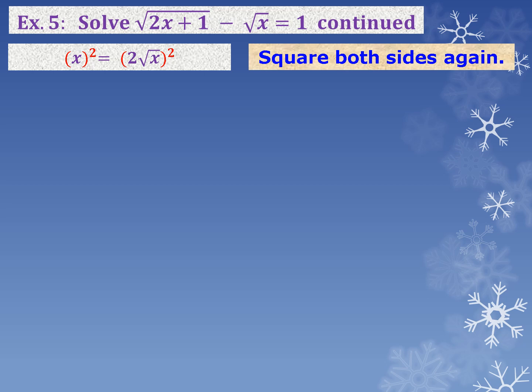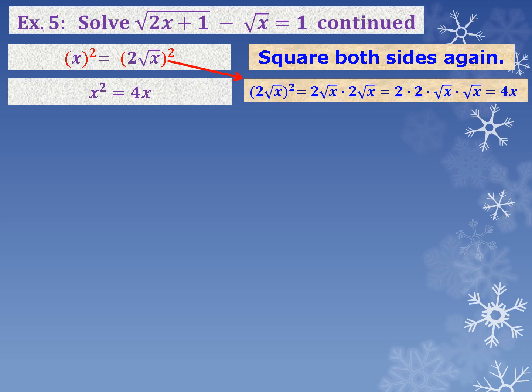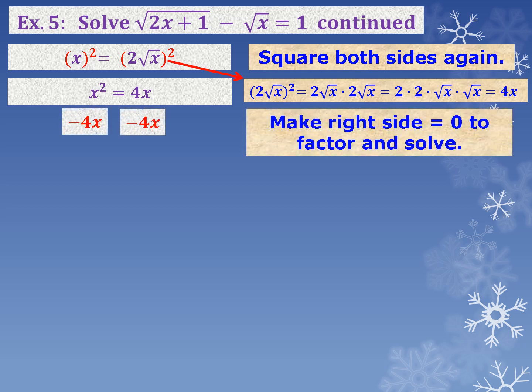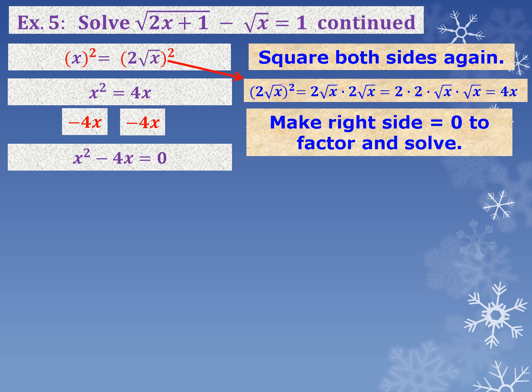So on the left, that gets me x squared. Now remember, 2 square roots of x, squared, is 2 square roots of x times 2 square roots of x. So 2 times 2 is 4. Square root of x times square root of x is the square root of x squared, and the square root of x squared is x. So when I multiply and square that right side, I'm left with 4x. Now this is a quadratic. To solve a quadratic, remember, one side has to equal 0. So I'm going to subtract 4x from both sides so that my right side equals 0. That gets me x squared minus 4x equals 0.